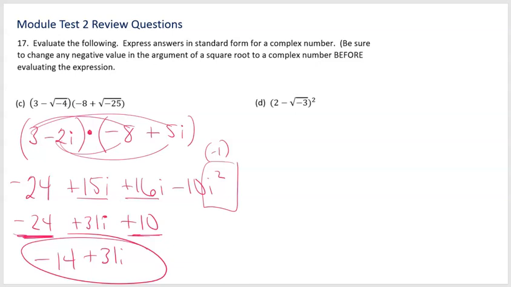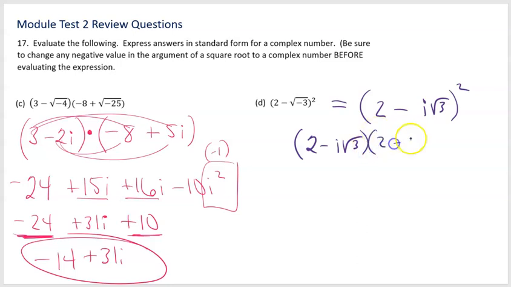All right, my next problem. Again, not allowed to work with negatives under a square root. So if I simplify that, that's 2 minus i square root of 3, squared. Because I can't take the square root of 3, so it stays underneath. Now what you want to do is write that out twice. Don't put the squared in each part because that's not how it works. When you have a binomial squared, you write it out twice.